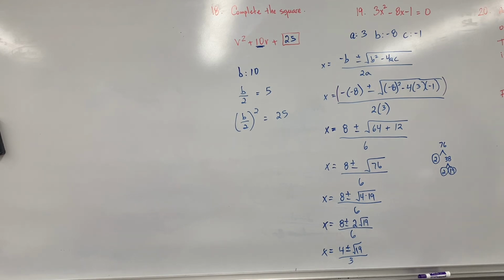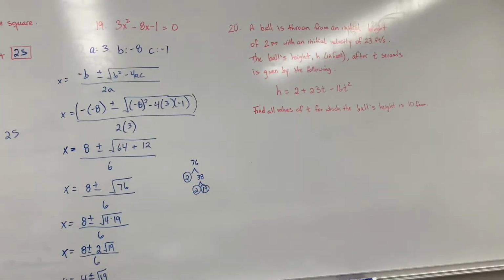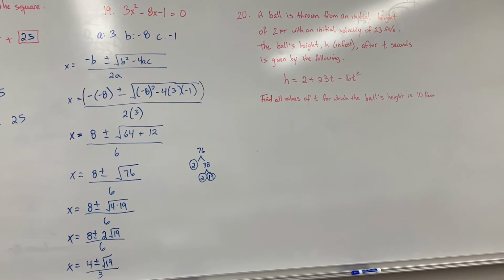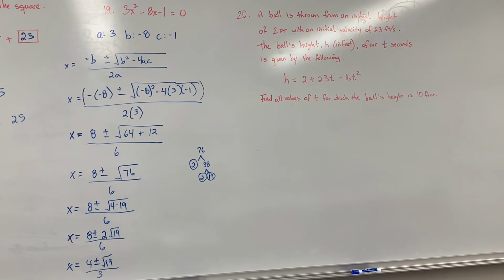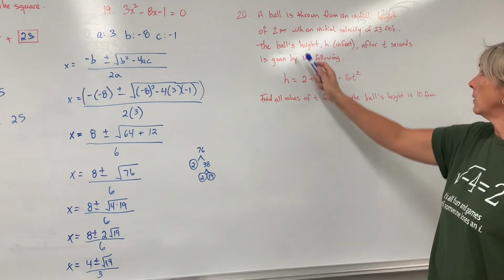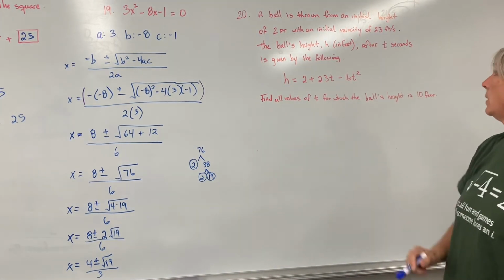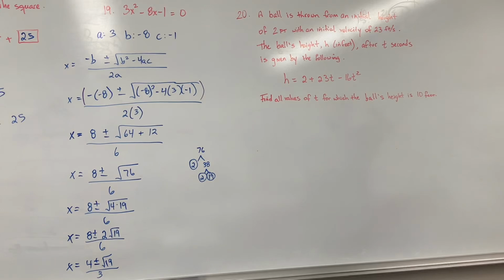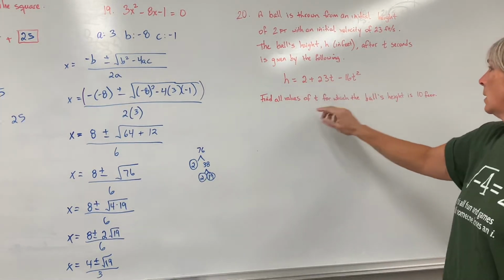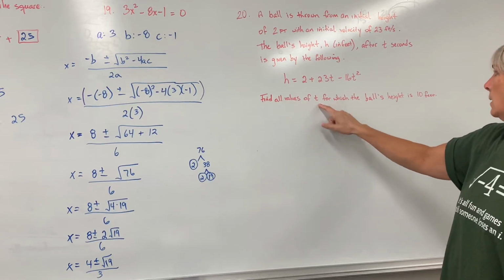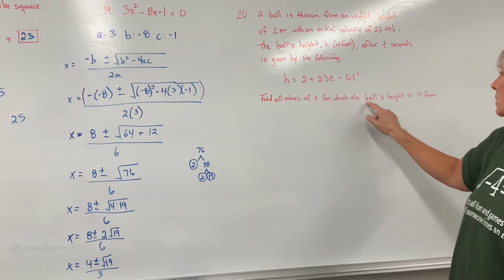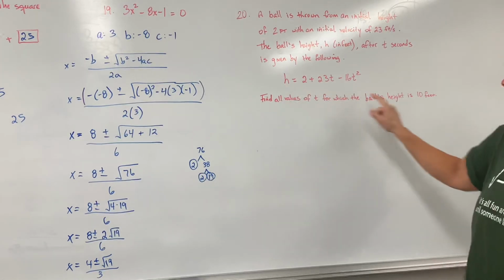Okay, so let's look at this last problem, number 20. All right, a ball is thrown from an initial height of 2 feet with an initial velocity of 23 feet per second. The ball's height in feet after t seconds is given by this equation. Find all values of t, so I'm solving for t, for which the ball's height, h, is 10 feet.